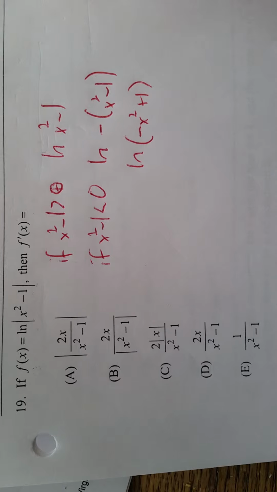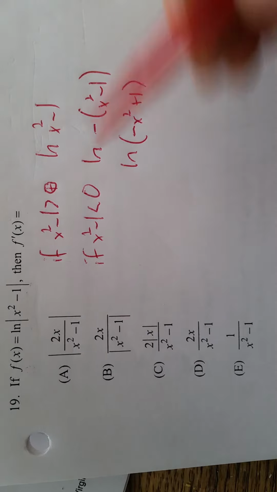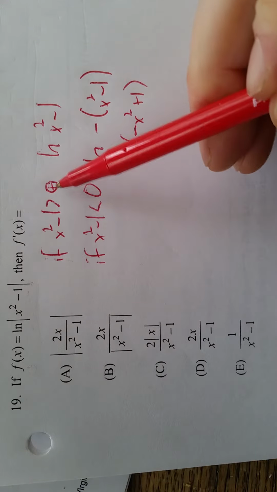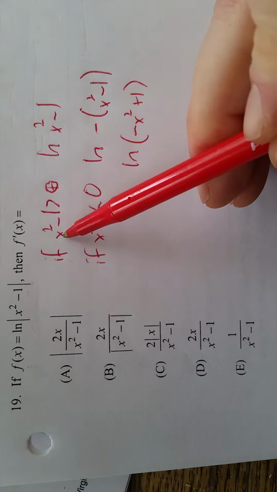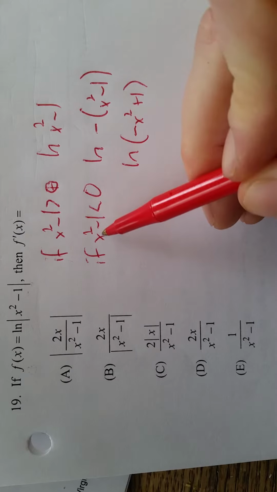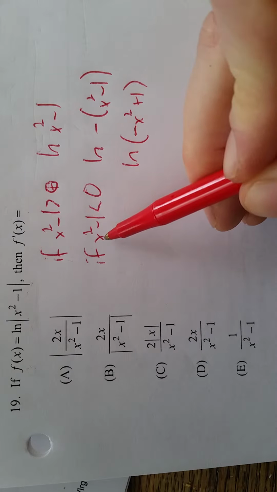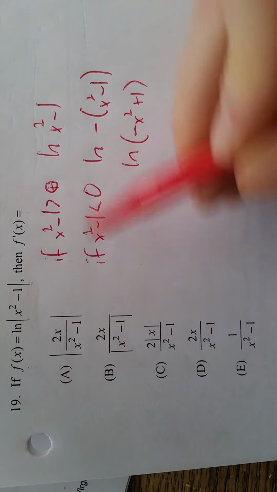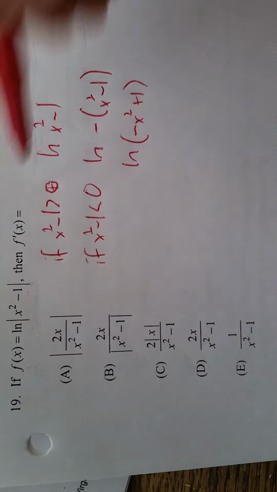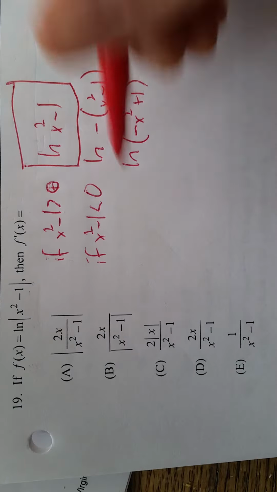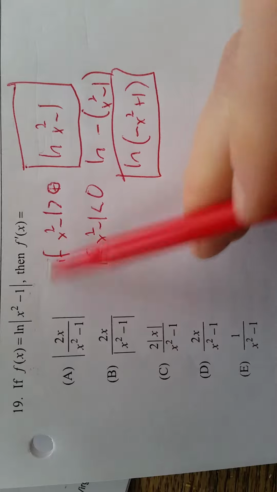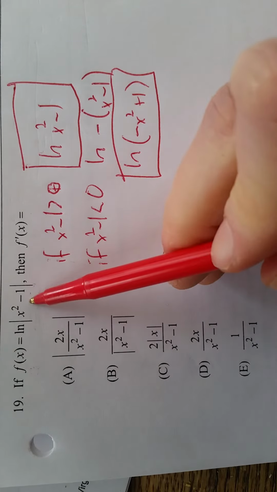Now, the way I thought about it, I'll sum up: x squared minus 1 is greater than 0. Basically, x needs to be between negative 1 and 1 for it to be negative, but just drop that for a second. So the natural log of x squared minus 1 or the natural log of negative x squared plus 1. Those are the two functions to think about without the absolute value brackets.